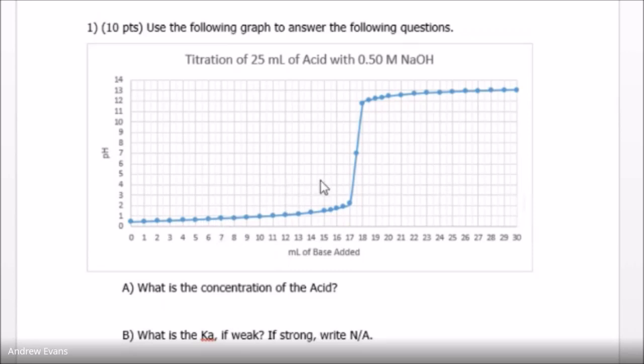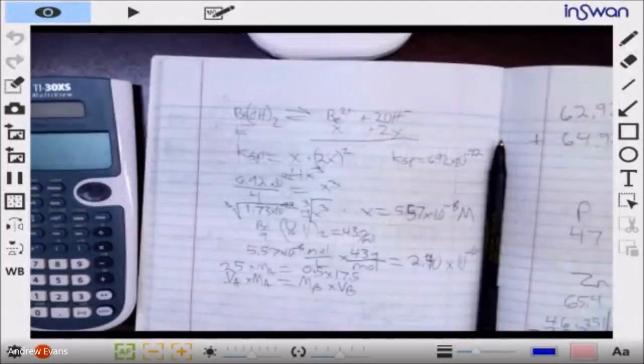But what is the concentration? How do you determine the concentration? Well, I say there's 25 mL of acid. We don't know the molarity of the acid, but we do know the molarity of the base is 0.5, and based on the graph right there, how much base is added? 17.5. So this part, do not be confused. This should be the easiest thing on the whole dang test.